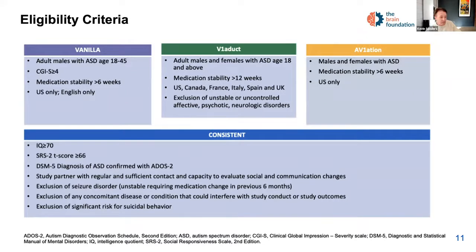The consistencies in our eligibility criteria were IQ still greater than 70, significant impairment, so SRS-2 score greater than 66. I think most of the others are pretty self-explanatory. Okay.